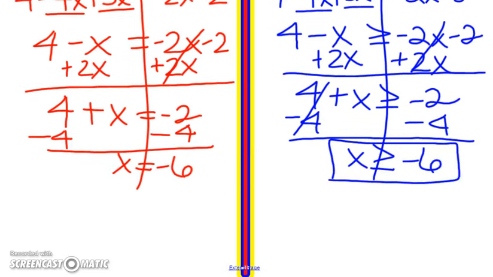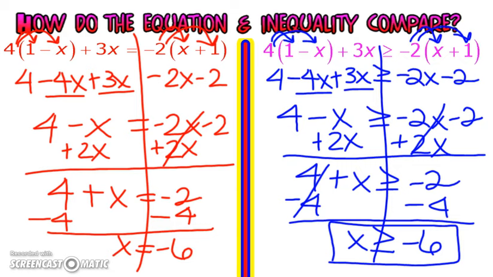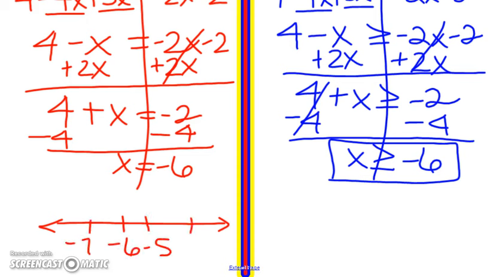Now, if we were graphing these, this is what it would look like. Oh, let me go back. So if this is negative 6, negative 7, negative 5, negative 4, we would have a dot right there.